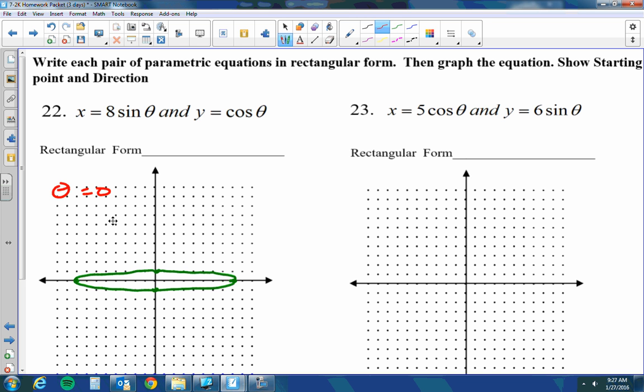Plug in 0 first, okay? And Zoe, what's sine of 0? Good. So you get x is 0, and then cosine of 0 is 1, so you get (0, 1), which is actually the top this time. And if you plug in pi over 2, now sine is 1, and so you get 1 times 8, which is 8, and then cosine is 0, which means now this point is next, which means it's going clockwise this time. So if you want, you can label this other point here, just to show the direction.